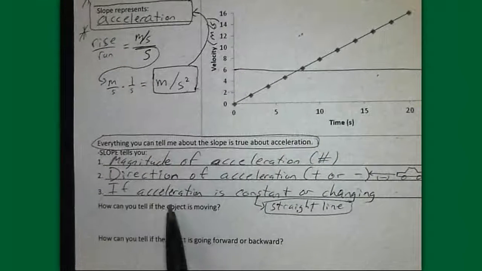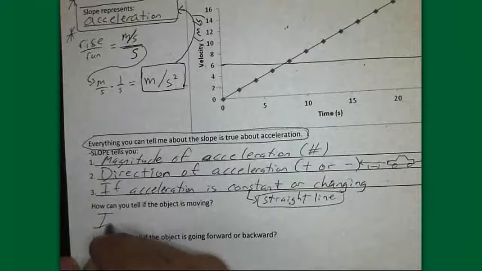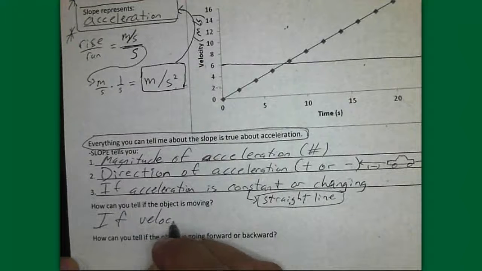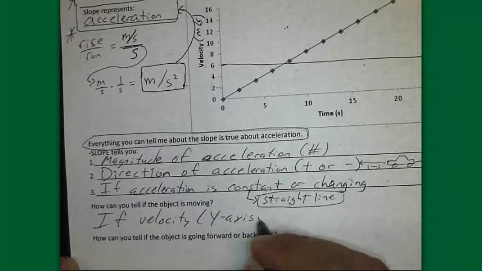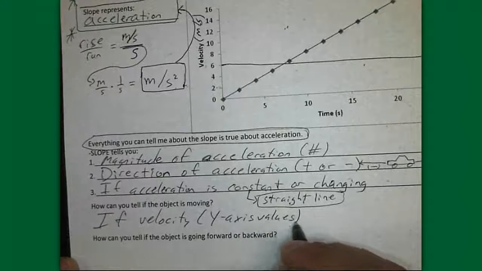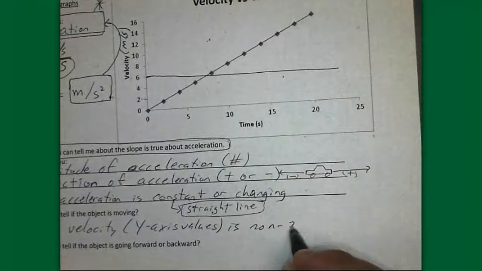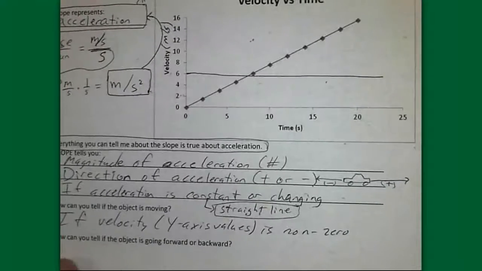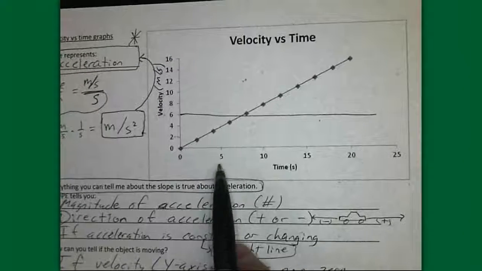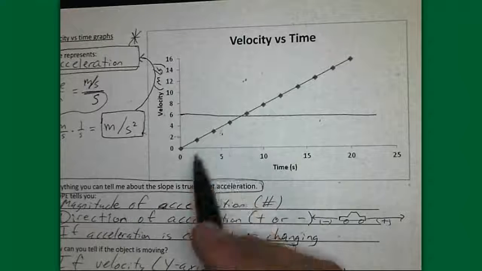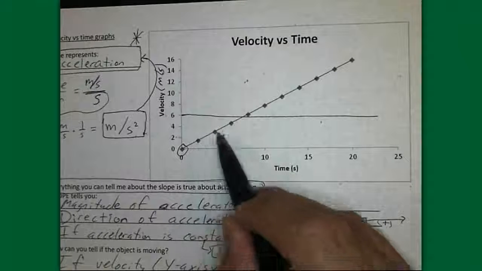So I'll go back to this question again. How can you tell if the object is moving? You can tell the object is moving if the velocity values, which are graphed on the y-axis, are non-zero. Anything other than 0 on the y-axis means that this object is moving. So on this graph here, the only place where this object is not moving is right here when the velocity is 0. It starts from rest and it begins to move.